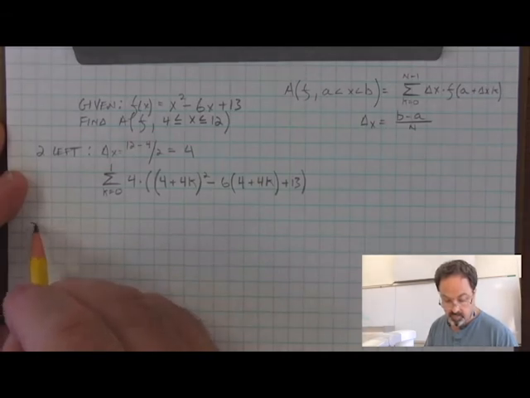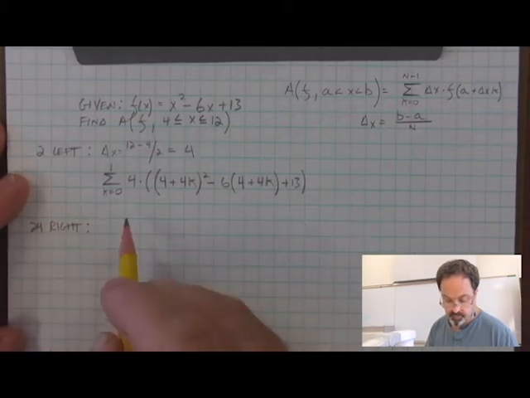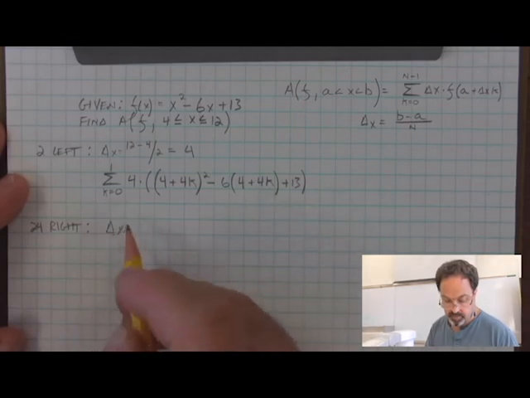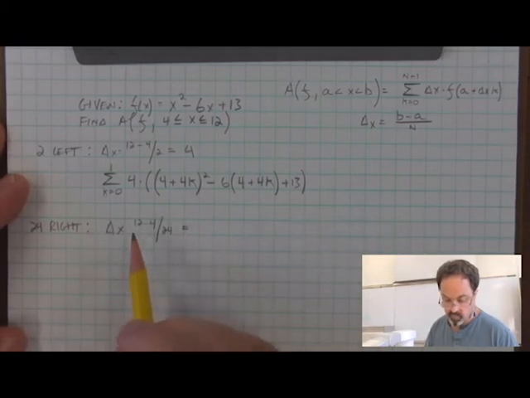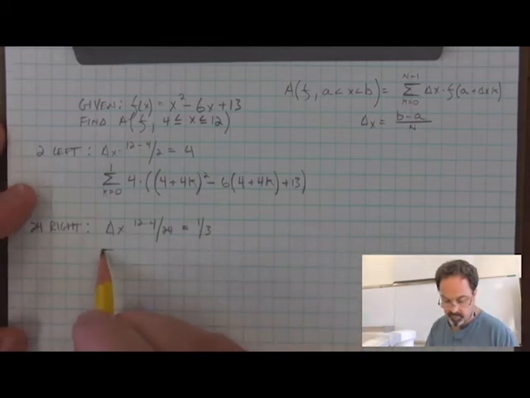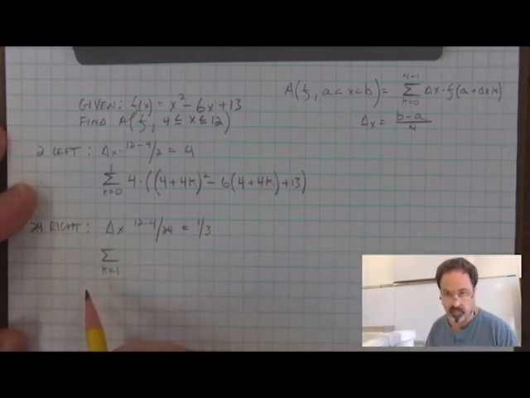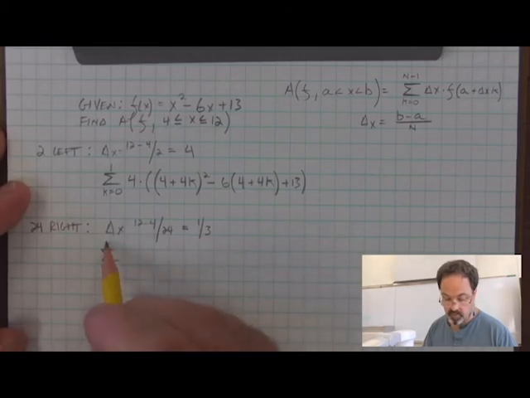Let's give one more example of changing the number of rectangles to be 24 and having them be right-hand estimates. Delta x would be then calculated as 12 minus 4 divided by 24, or 8 divided by 24, that reduces to a third. Sigma notation then starts at 1 because we want to skip the first function value. The first left value is at k equals 0, so the first right value is at 1, and we go up to n, which is 24.